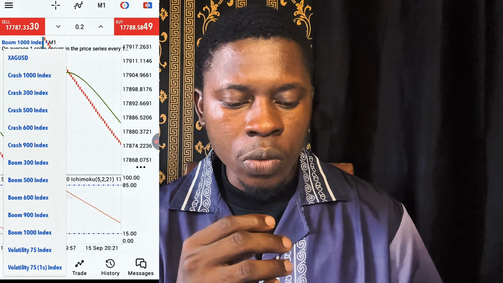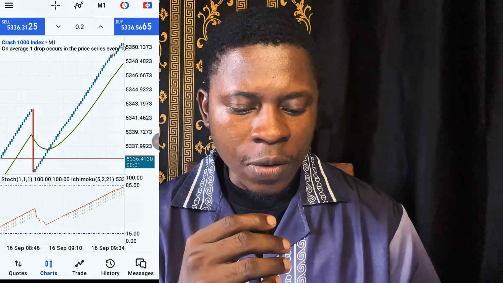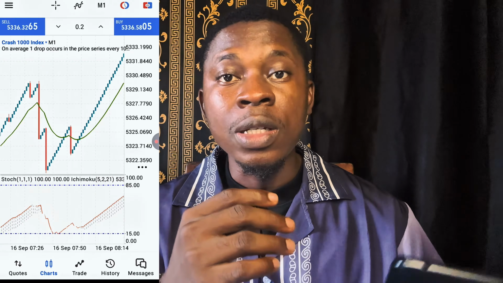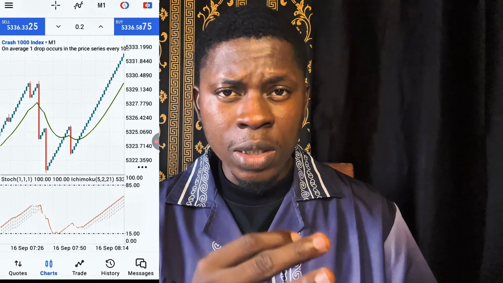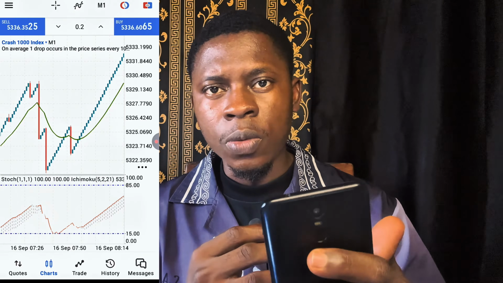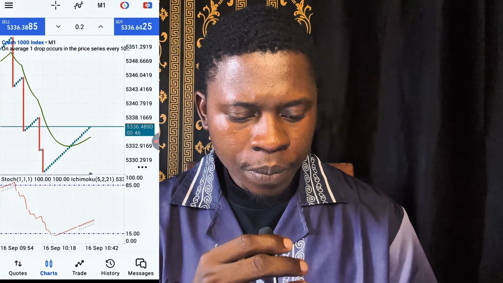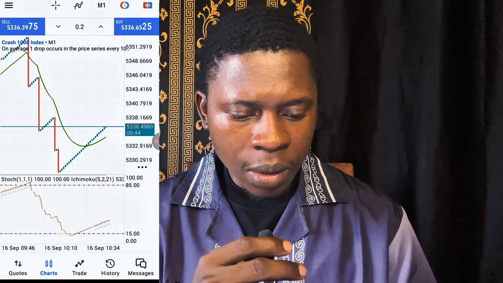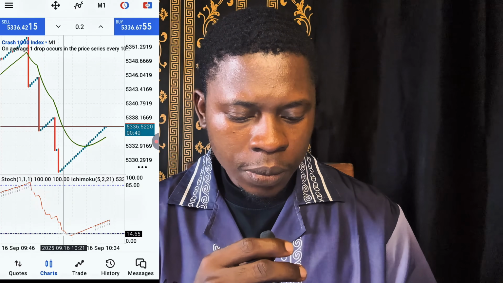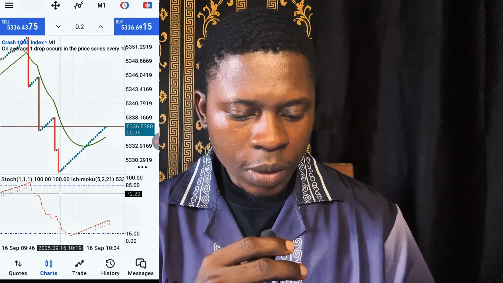Now let's go over to Crash 1000 index on market, as you can see right here. Okay, now the crash market is just the same way you trade on Boom. That's how you're going to trade it on Crash, but just the opposite way. Now on the Crash market, you wait until this red line here touches the level of 15 at this very point.